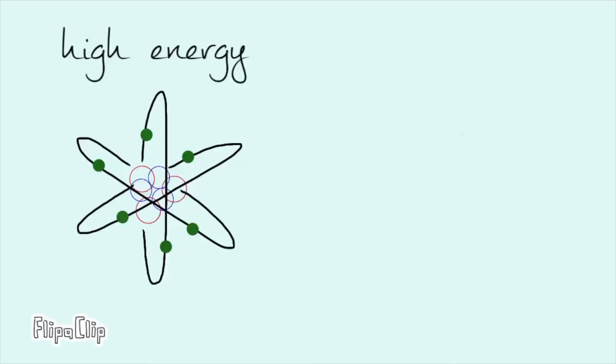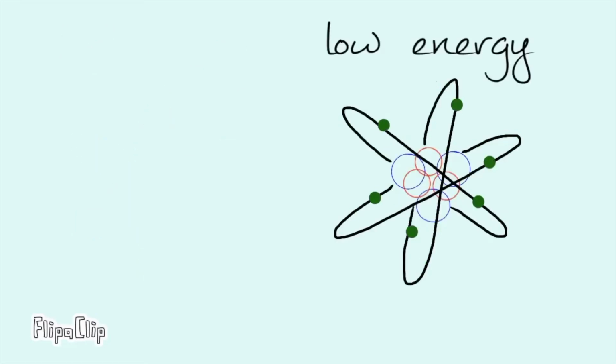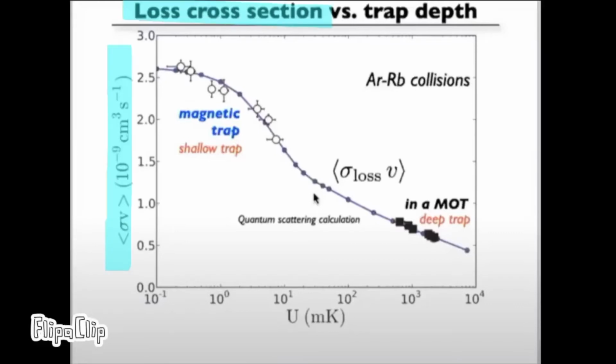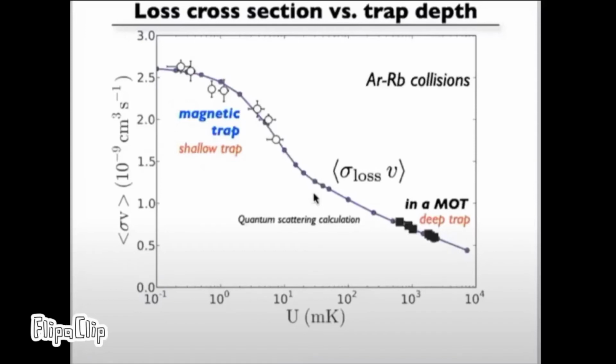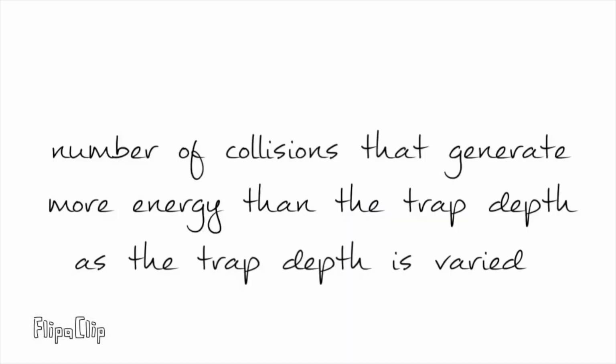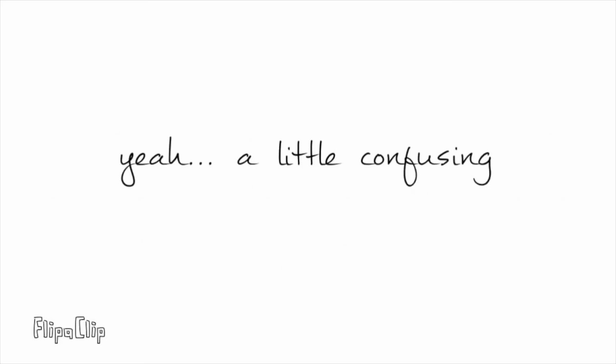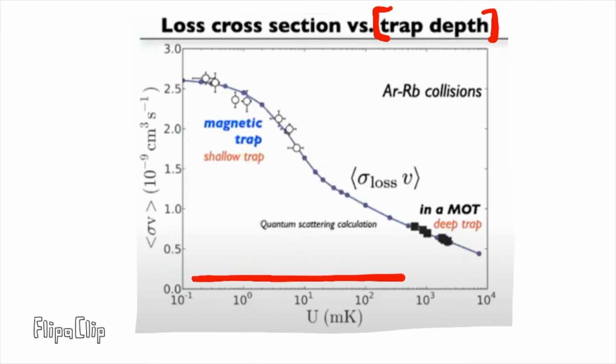And to tell which collisions are purely quantum, we need to look at the ones that don't generate enough energy to cause any atoms to escape the trap. Here are some of Dr. Madison's real data. We've got a graph of the loss cross-section versus the trap depth. Trap depth is the minimum energy that a collision needs to generate to result in a loss. So to put it simply, this graph tells us how many collisions generate more energy than the trap depth as the depth is varied. And yeah, this maybe sounds a little confusing, but it's pretty simple. As you raise the minimum energy needed for atoms to escape, you'll get less losses.